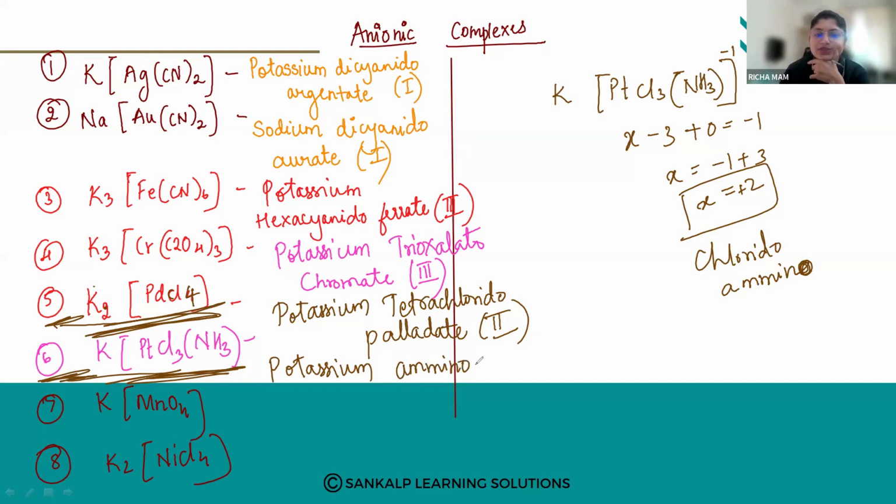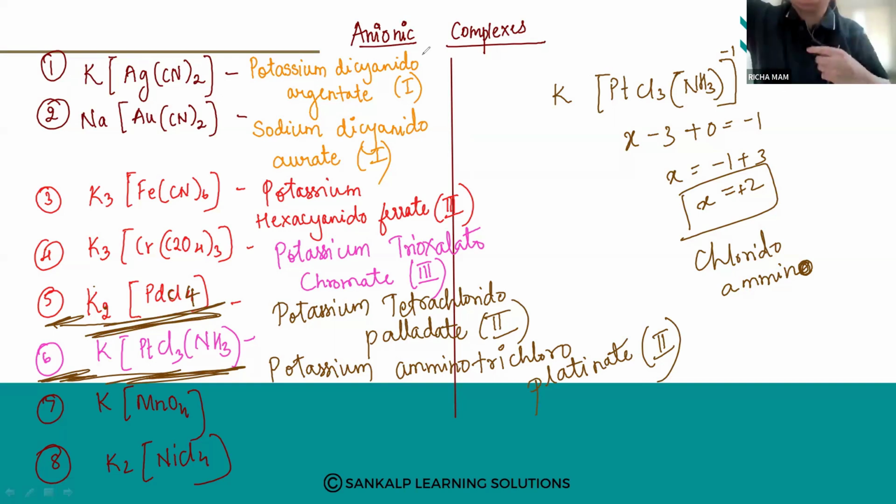Okay, how many chloro groups are there? Three are there. So it is trichloro. Okay, trichloro and platinate. What is the charge? It is 2. Mono, you should not write. Mono amino you can write. Mono amino tetrachlorido platinate 2. The charge should be there. Potassium amino trichlorido platinate.